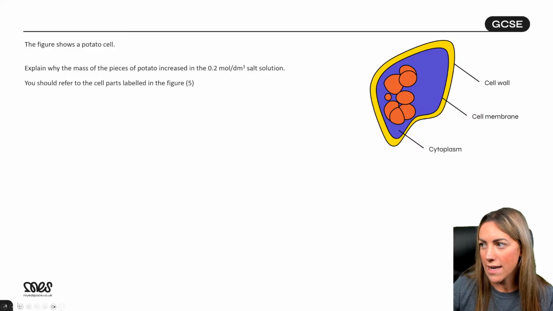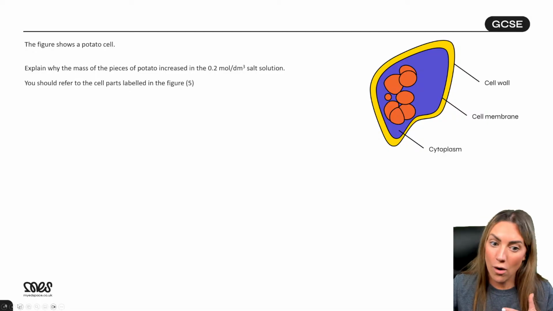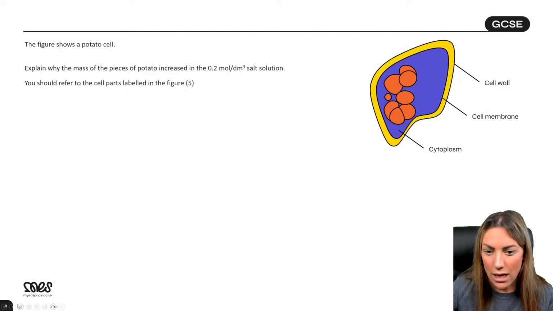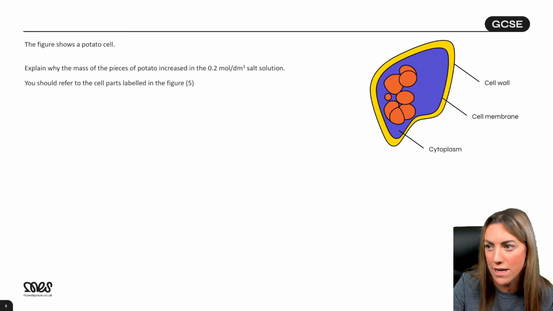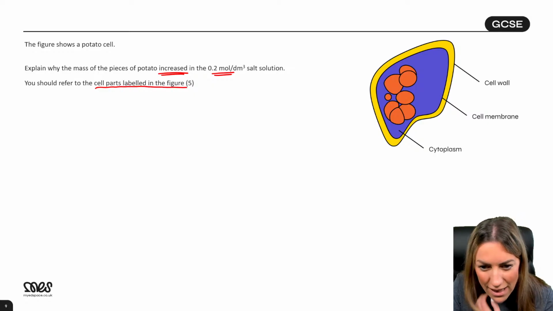Right, this one is an osmosis question. It's quite a hard question, this one, so I'm guessing this would be a higher tier question. Although, having said that, you could get a similar question on a foundation paper because osmosis is on both. Right, the figure shows a potato cell. Explain why the mass of the pieces of potato increased in a 0.2 molar salt solution. And what makes this hard and weird is it says you should refer to the cell parts labeled in the figure.